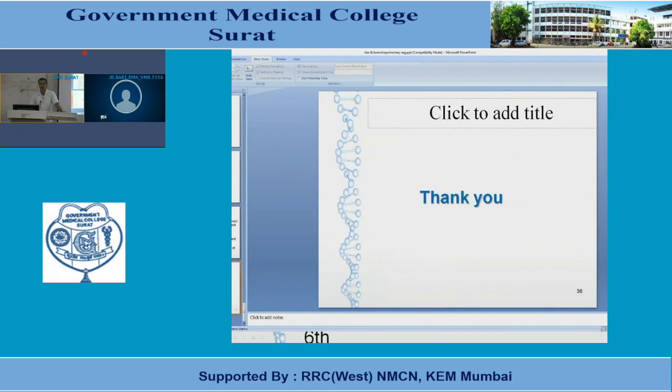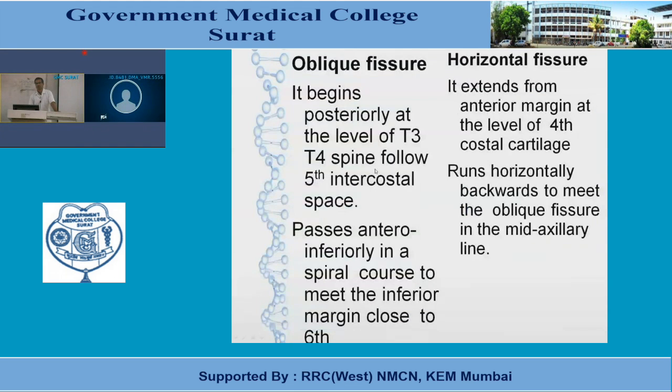it will follow the 5th intercostal space. Then it will go anteriorly and cut the inferior margin near the 7th intercostal space or 7th costal cartilage. This is the oblique fissure, present in both lungs. In the right lung, the horizontal fissure extends in relation with the 4th costal cartilage and joins the oblique fissure after running horizontally. At which level? At the mid-axillary level.